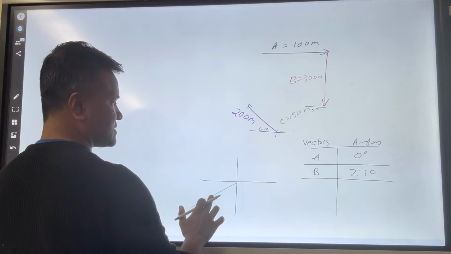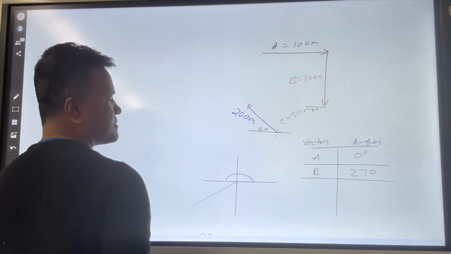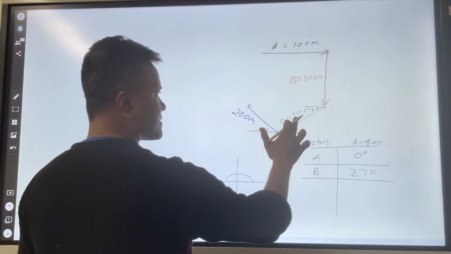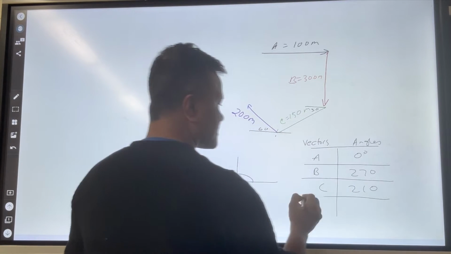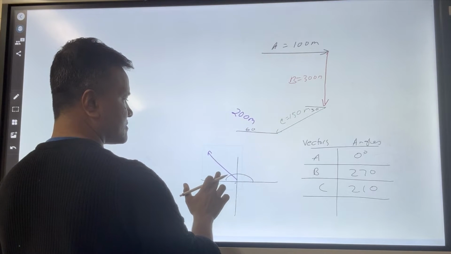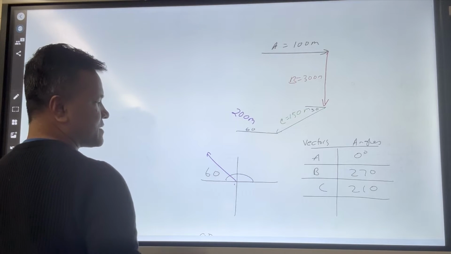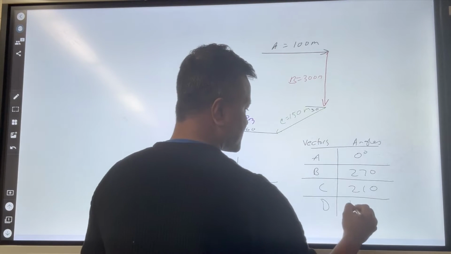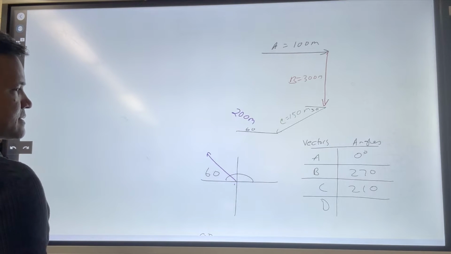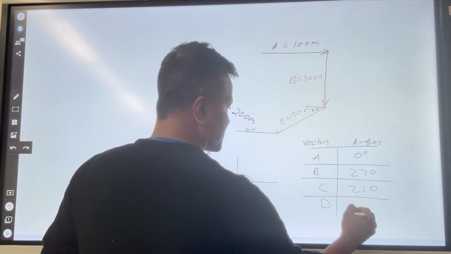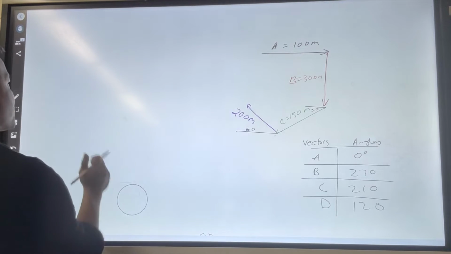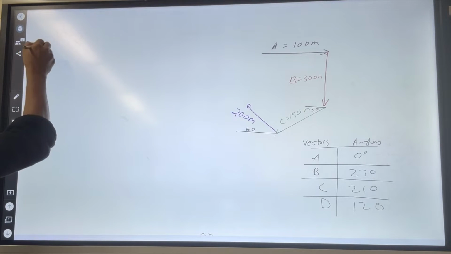Back to C. The angle is 180 plus 30, 210. Back to D. 180 minus 60, 120. Okay, excellent. D is 120. All right, great. So now what are you going to do? We're back to A.